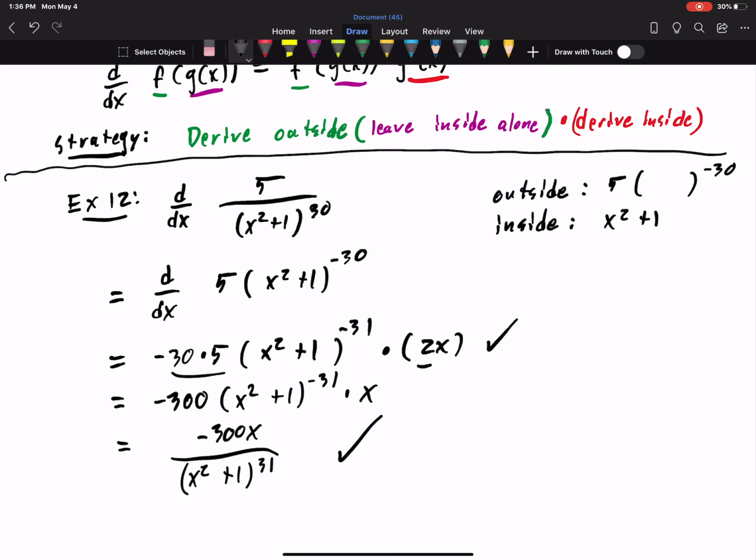Again, the thing that made this challenging is that we started with stuff with x's in the denominator. Move it up to the numerator by negating the exponent, derive as you normally would. Nothing terribly difficult about that. Just practice it and you'll get it. So that's example 12.